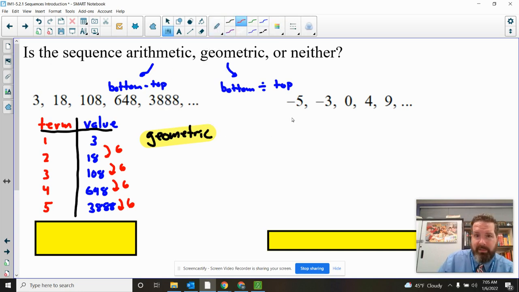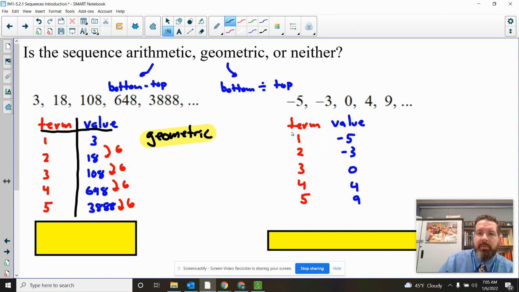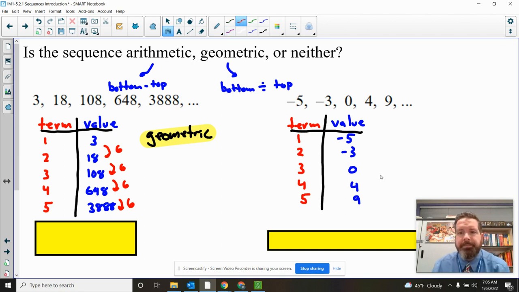Okay, again, I'm going to make my list of terms. 1, 2, 3, 4, so 5 terms again. And then their value. So if you haven't done your checking at this point, do a quick pause because I'm going to start doing my checking.